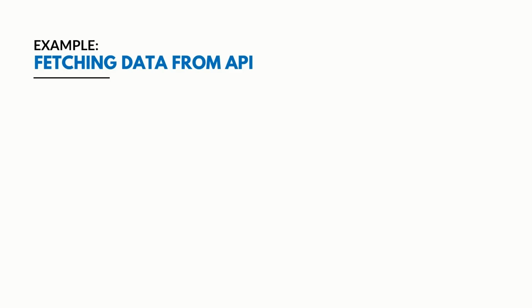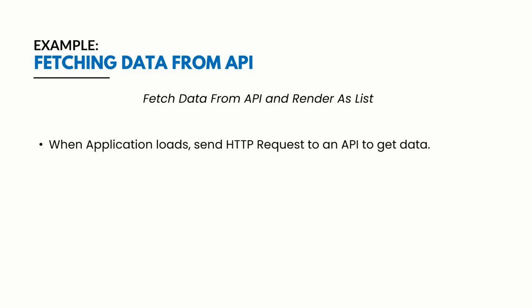So now, guess what? Now we have a real world example: fetching data from an API. This is the example with the help of the useState and useEffect hooks. Here we need to fetch data from an API and render it as a list. The steps are mentioned. When the application loads, we need to send an HTTP request to an external API to get the data. We can use useEffect with that, right? And then we can store the data in a state variable and display that data.